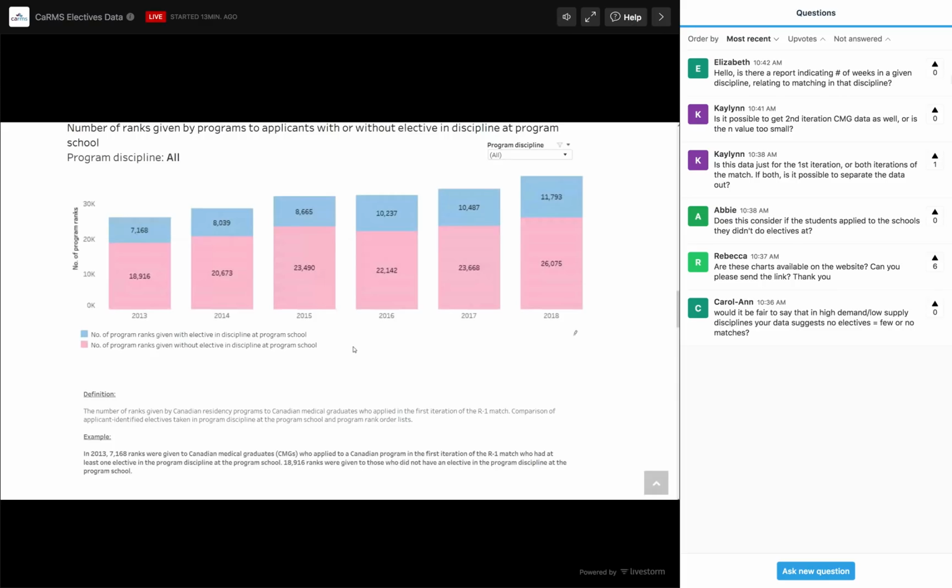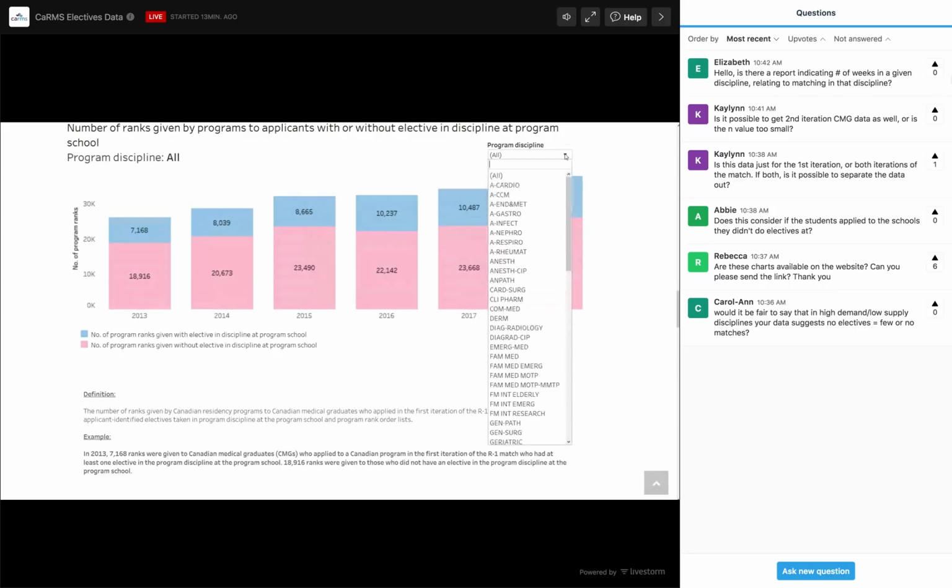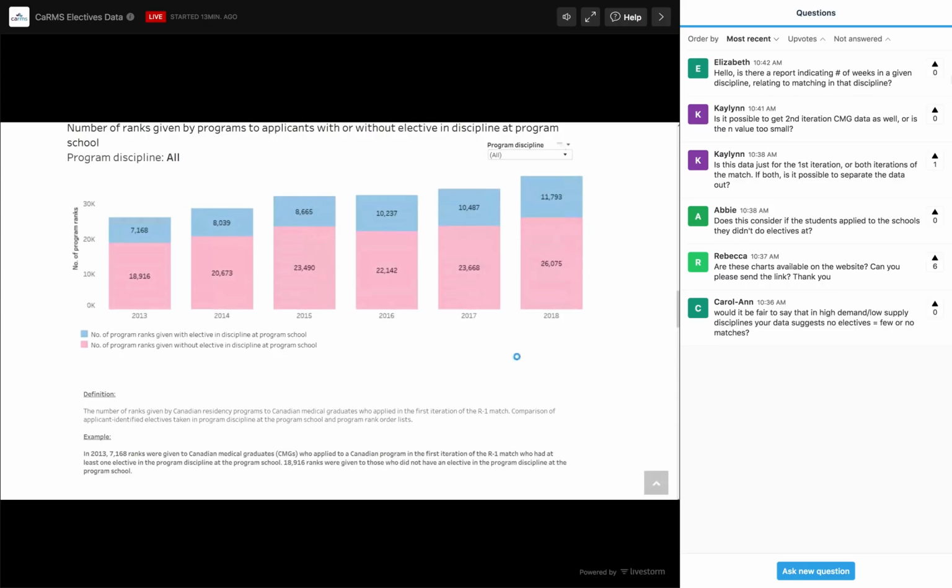So in 2018, 26,075 were ranks given without an elective in the discipline of the program school, and 11,793 were ranks given across all disciplines with an elective in the discipline of the program school. And we'll walk through that same familiar group of disciplines. Family medicine.